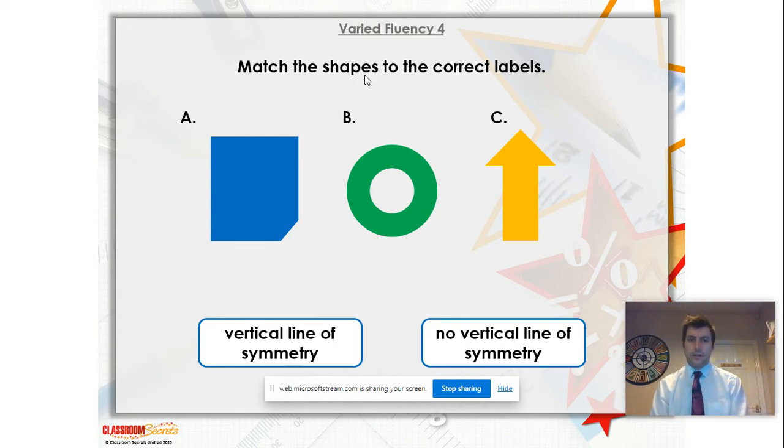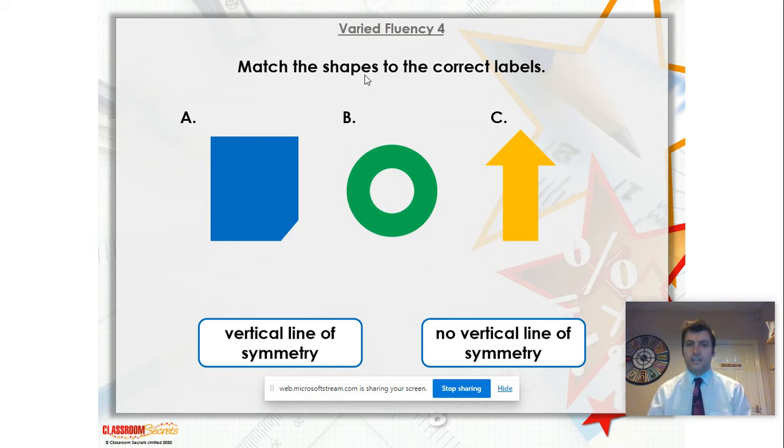Okay, have a look at the irregular pentagon that's blue, the circle with a circle within it, which is B, and the orange or yellow arrow. Which ones do you think have got that vertical line of symmetry? Which ones do you think have not? Pausing while you have a think of that.